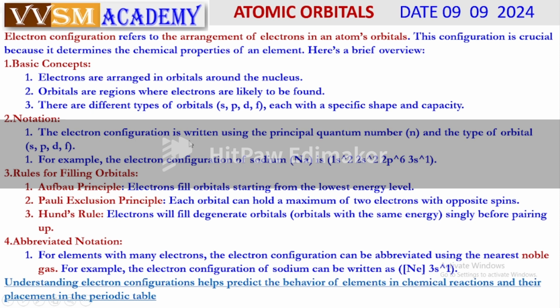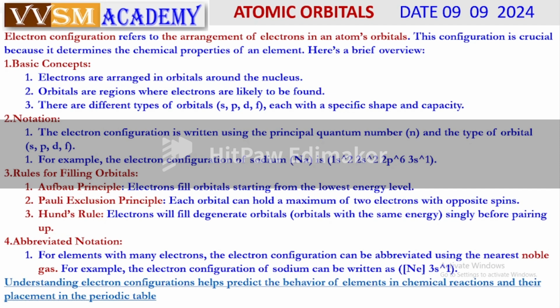The electron configuration is written using the principal quantum number n and the type of orbital, s, p, d, f. The electronic configuration of sodium, for example, is 1s2, 2s2, 2p6, 3s1. Rules of filling orbitals, very important.